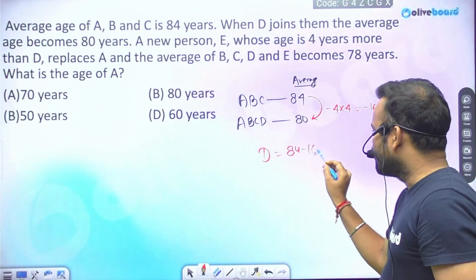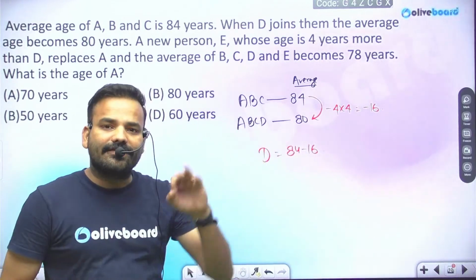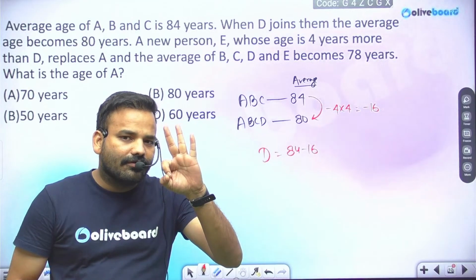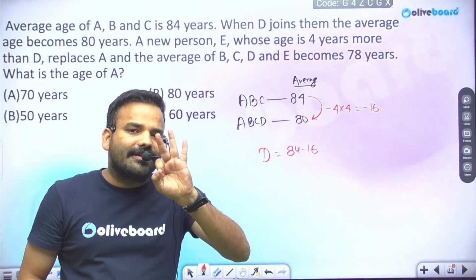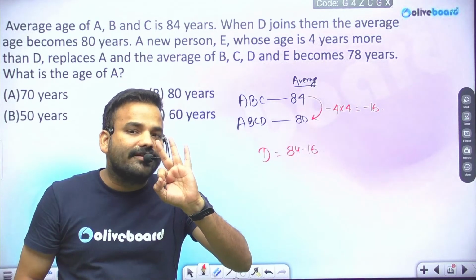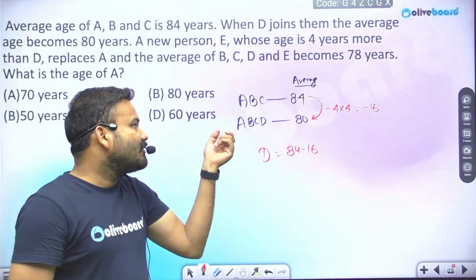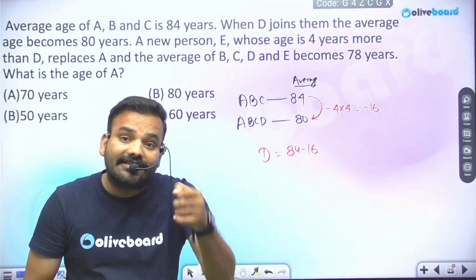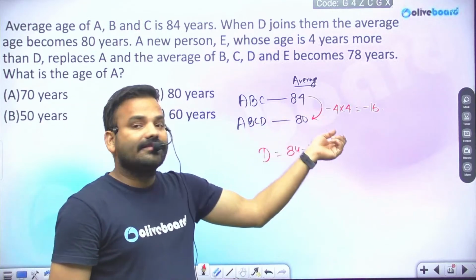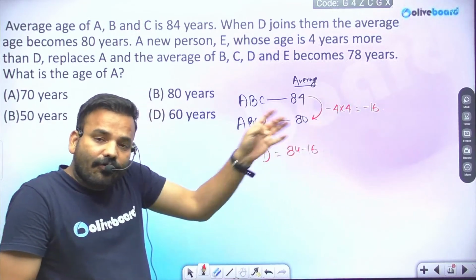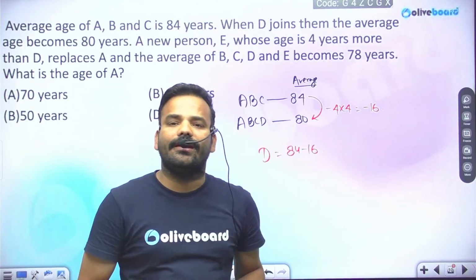So how did you connect over here? See, ABC, 3 members, have an average of 84. If somebody comes in and reduces the average, that means this particular number is not 84. He is not maintaining that 84 as an average. So the particular number who has joined, D, is less than 84. How much less? The average reduction is 4, for 4 members. That means he is 16 less than 84.